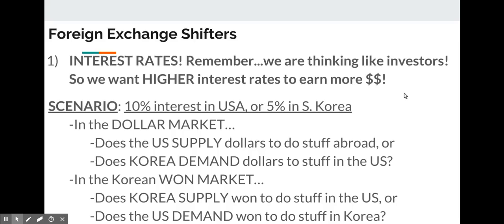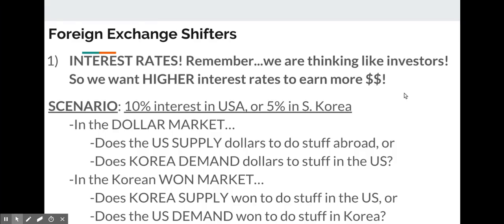All right, so what are the shifters of the foreign exchange market? There are a few, and I want to specifically make sure we get these down because they are somewhat specific. The first one is interest rates. Remember, we're thinking like big baller investors. We want to earn the higher interest rate. So as investors, we want to go to where the higher interest rates are.